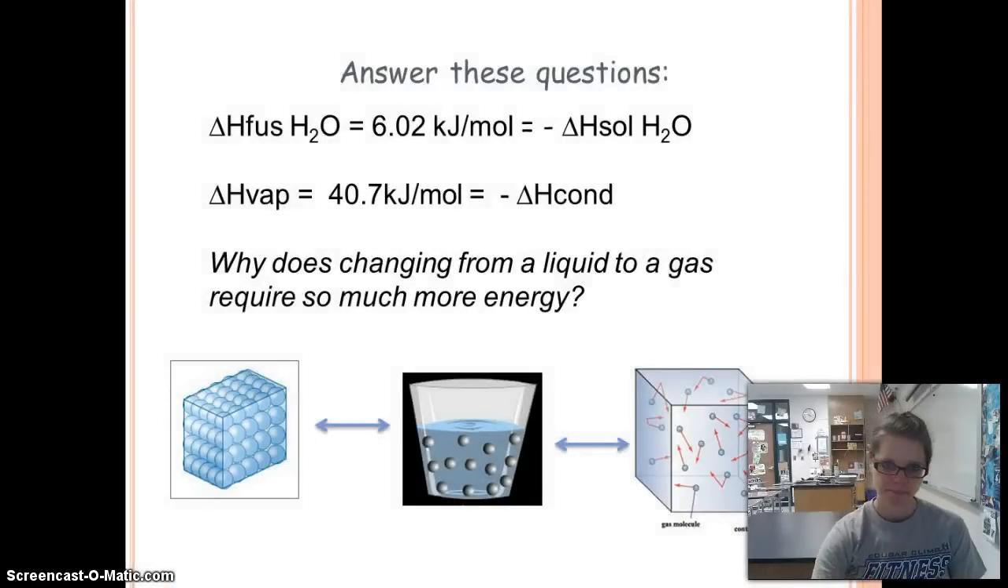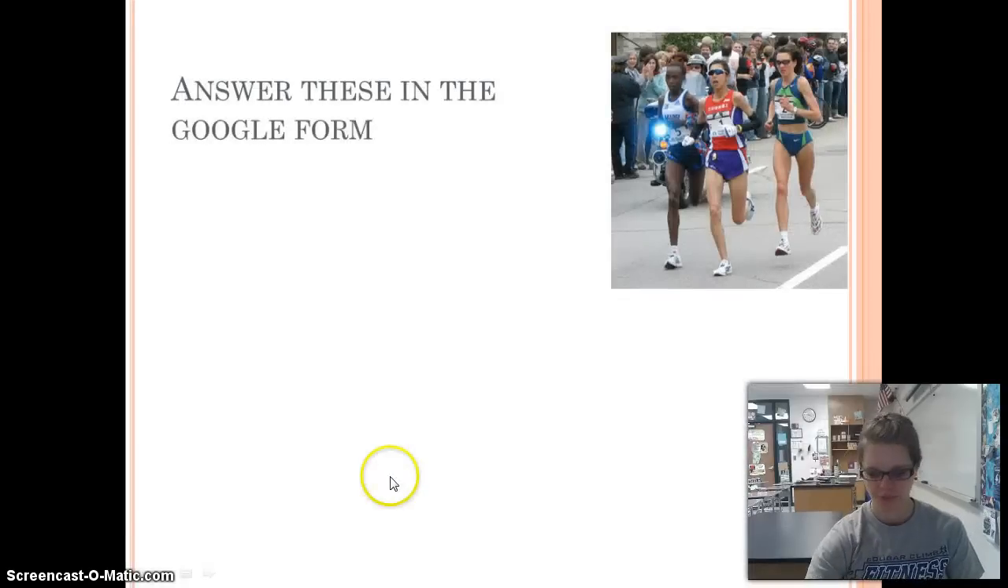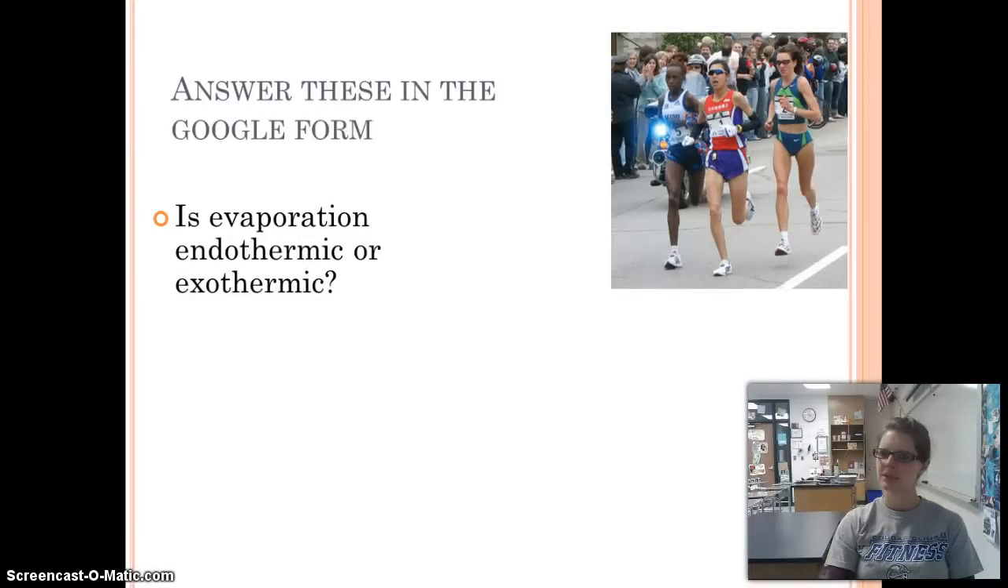All right, I have 2 questions on your Google form. This is the first one. If you take a look at the 2 numbers, 6.02 is much less than 40.7. Why would it take so much more energy to go from a liquid to a gas than just to do a solid to a liquid? That's question number 1. Your other question on your Google form is evaporation endo or exo? You tell me. All right, I'll see you in the next one.